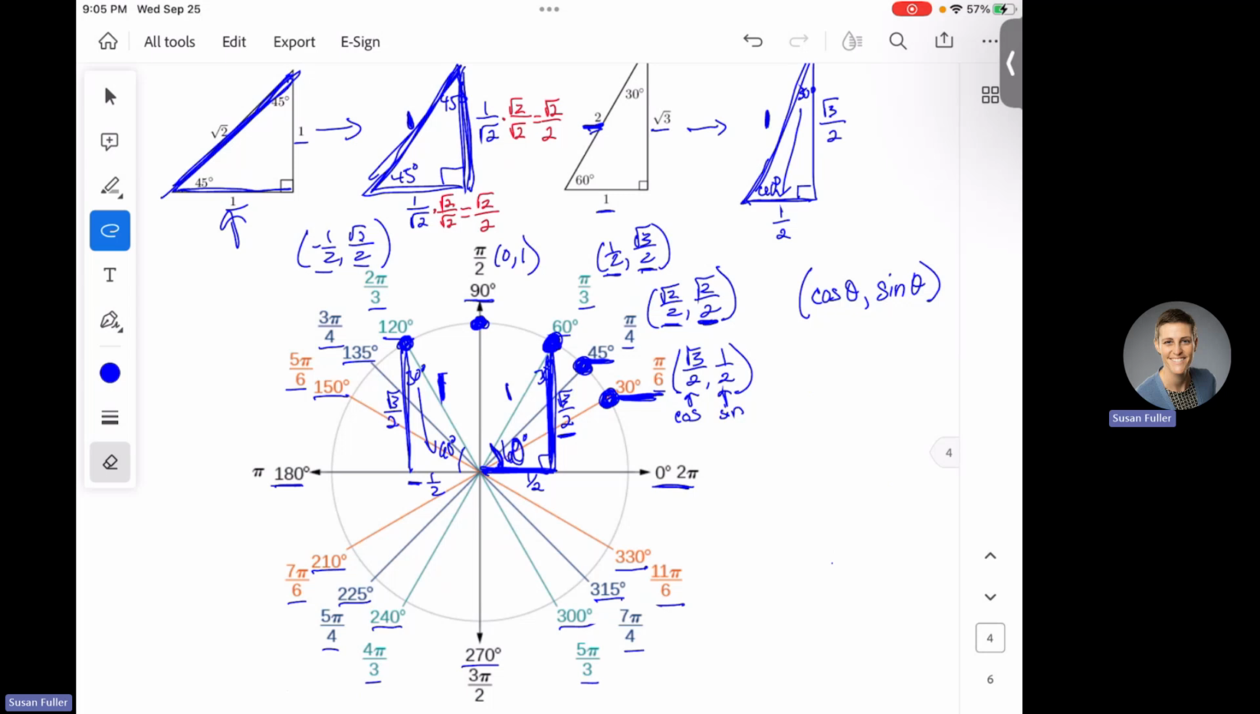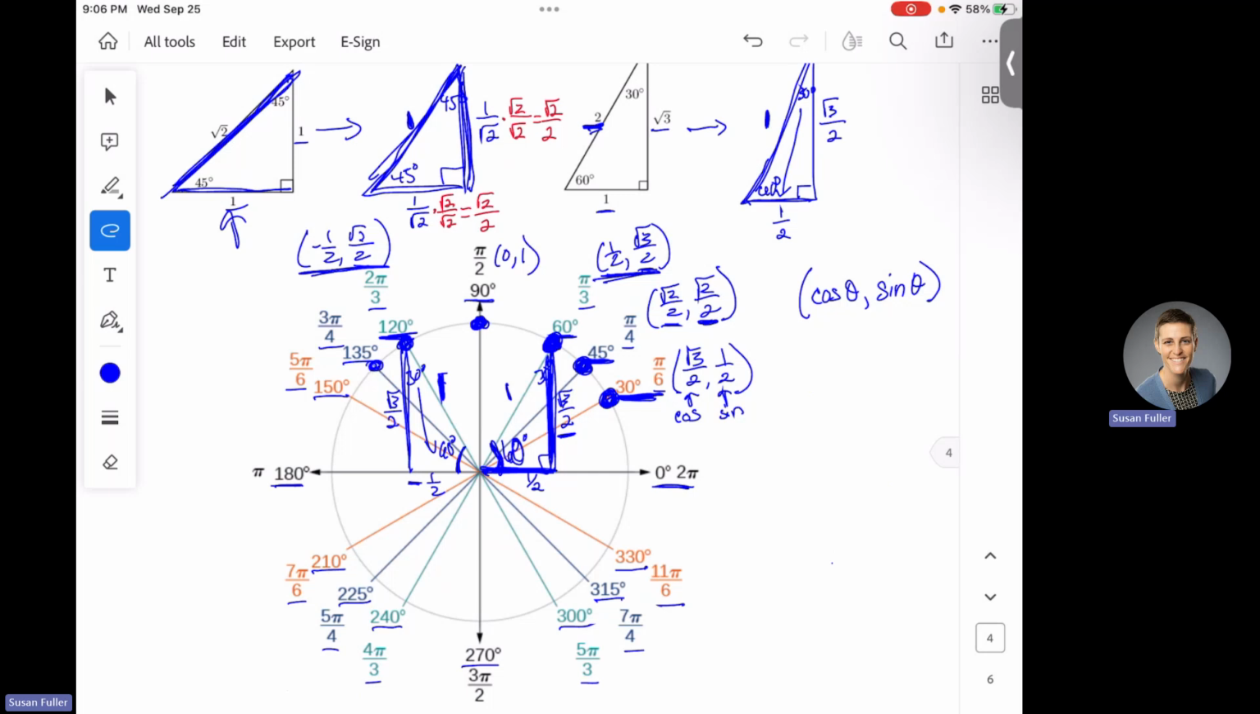And something else to notice here, we talked about this a little earlier. 120 degrees and 60 degrees had the same reference angle of 60 degrees. So their sine and cosine values are the same, but could possibly differ by a sign, positive or negative. Look at their ordered pairs. They're the same. You just have to adjust the x's and y's to be positive or negative. That's going to be a thing.